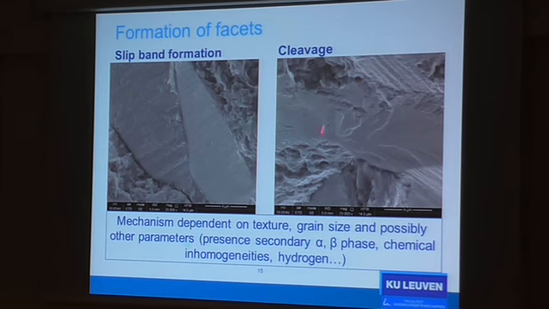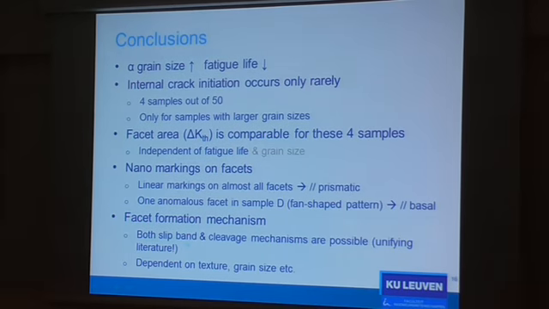Which of the two mechanisms occurs will depend mostly on the texture, but also possibly on the alpha grain size, because we only saw this one in the sample with the largest alpha grains. There can also be other parameters such as the secondary alpha or the beta phase. Hydrogen cannot be excluded, and also possibly chemical inhomogeneities.